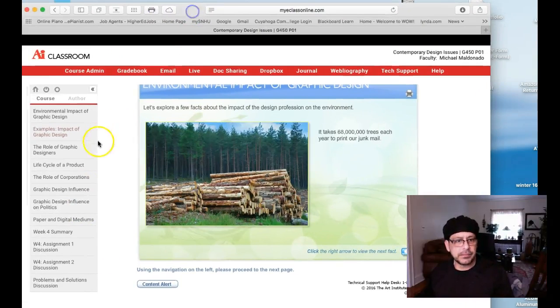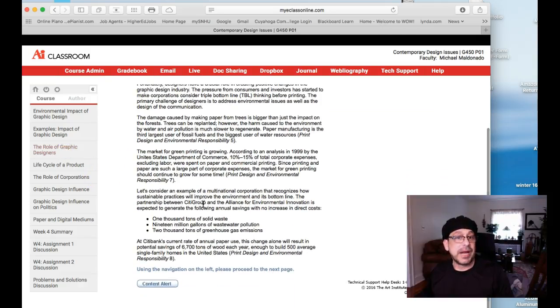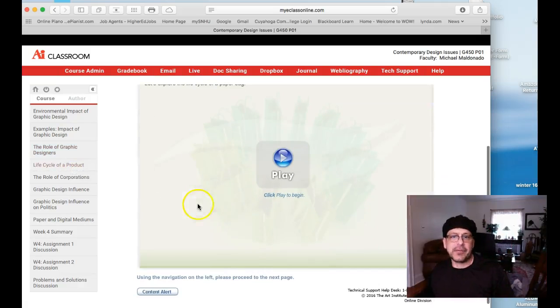And then the role of the graphic designer. How do we fit into production? How do we fit into packaging? And how do we fit into sustainability? And how can we make a difference? Life cycle of a product. You're going to be using this, folks, so pay attention.